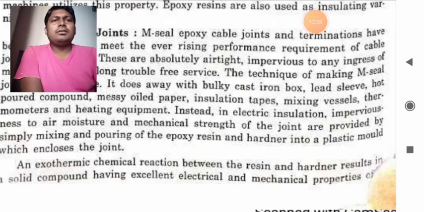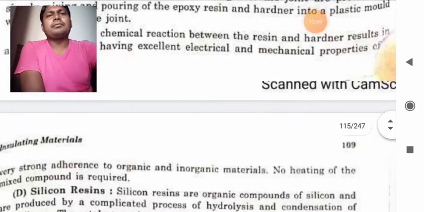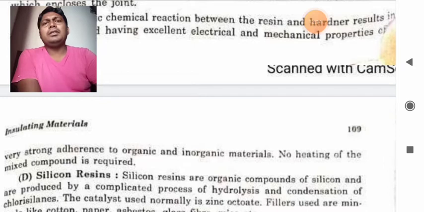How? The mechanical strength of the joint is provided by simply mixing and pouring the epoxy resin and hardener into a plastic mold which encloses the joint. An exothermic chemical reaction between the resin and hardener results in a solid compound having excellent electrical and mechanical properties. It has very strong adherence to organic and inorganic materials. No heating of the mixed compound is required.